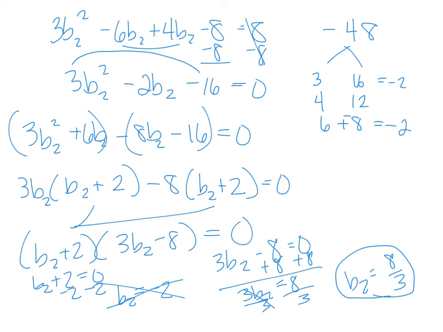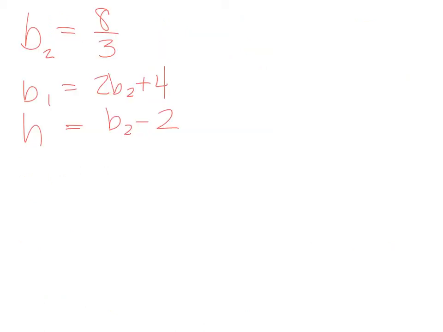So I need to go back to the original problem and see what it's asking for. Find the dimensions of the trapezoid. Okay, I've run out of space. I'm going to change colors to see if it can help. I assume you've copied all this down. So the first base is, I went back to the first slide of this problem and rewrote everything that we knew. Base 1 was twice base 2 plus 4, and height was base 2 minus 2.